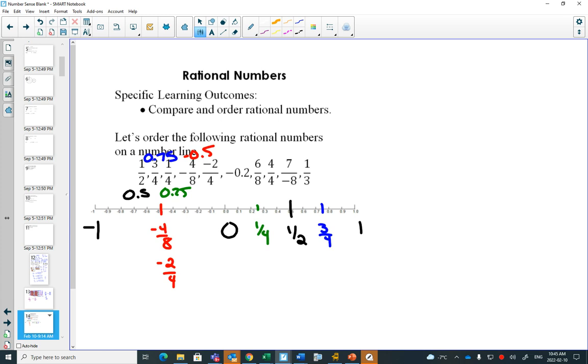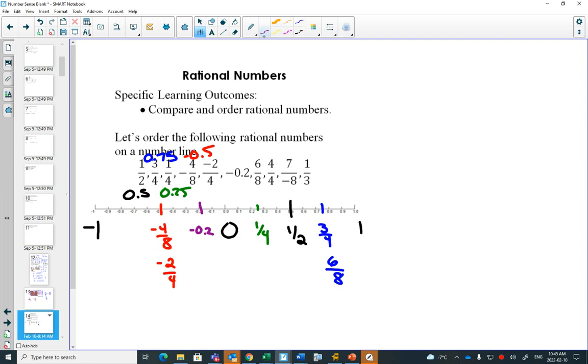Then we've got a decimal, -0.2. You can see I like to color code things. -0.2. That's an easy one because it's already a decimal and it matches up perfectly. Okay. 6/8. That's the same as 3/4. It's also 0.75, so I'm going to write it in the same color under the 3/4 because it matches up perfectly.